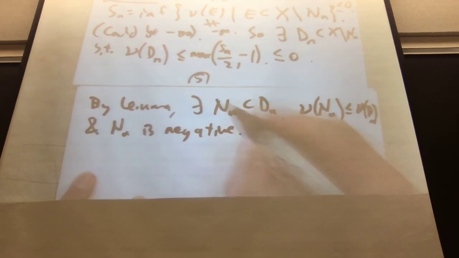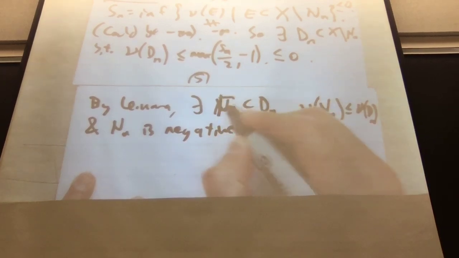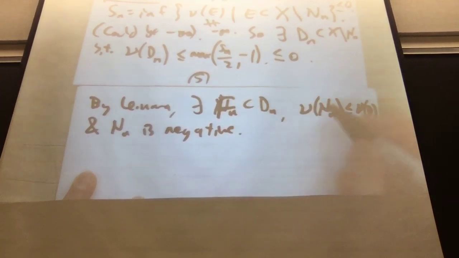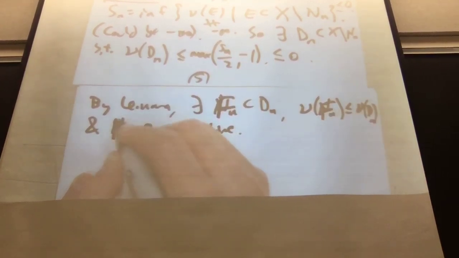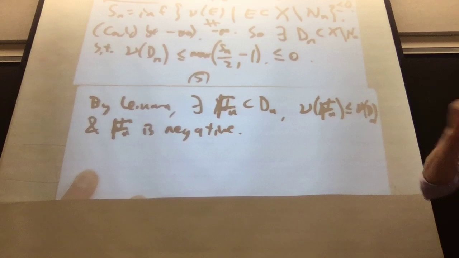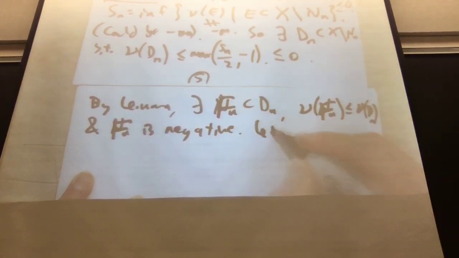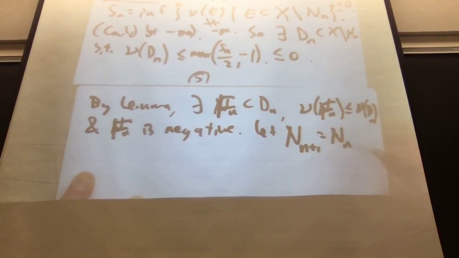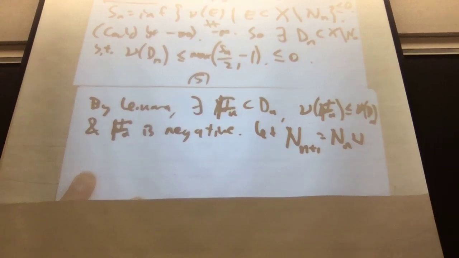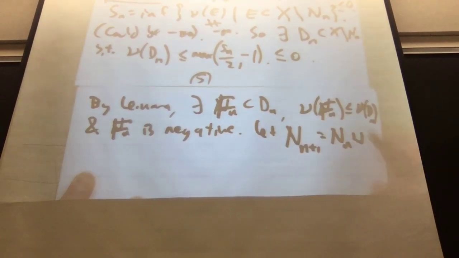Oh, I guess I called this Fn. Let's call this Fn. It was called F in the lemma, right? There exists an F, which is a subset of D, which is negative, and now you let N n plus 1 be the previous negative values, disjoint union, because they were all being taken out of X, take away Xn, Fn.